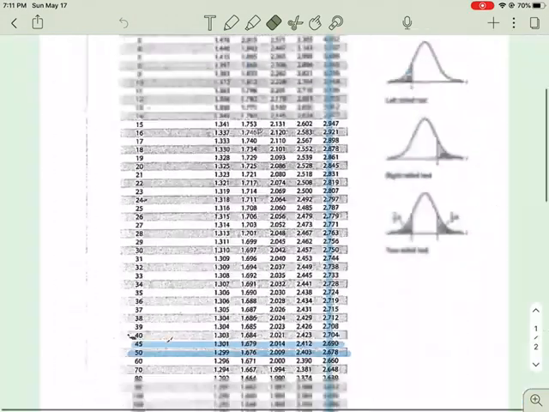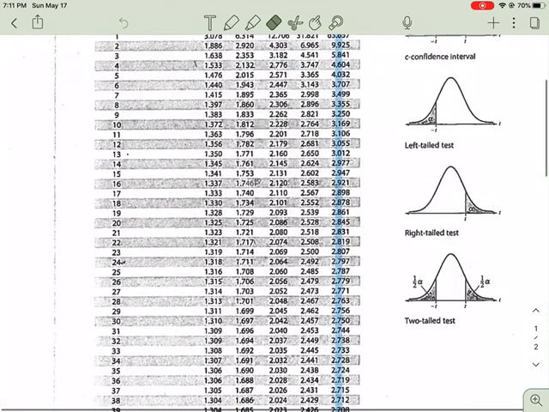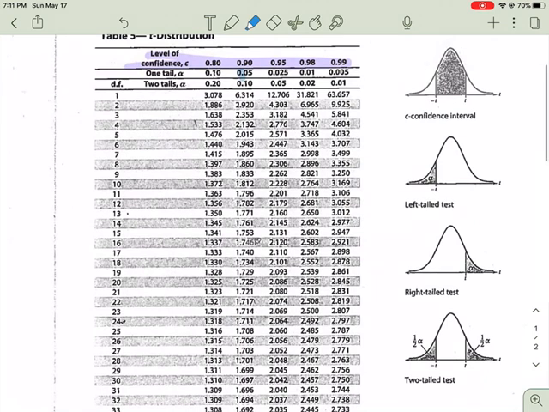All right, so let's go get our t sub c. Okay, so here's our chart. Oops, sorry. Okay, and we are doing a 90% confidence, and our degrees of freedom is 15. So our t sub c is 1.753.